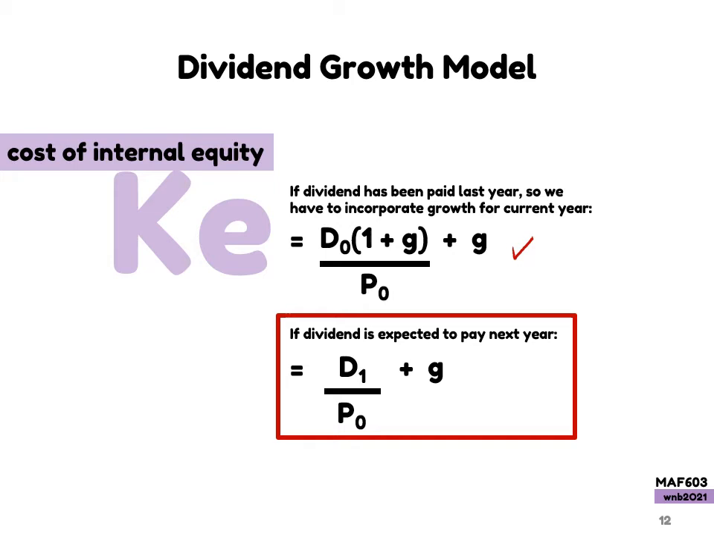But if the question says nothing in relation to the dividend, or maybe they say that the dividend is expected to be paid next year, tak ada dividend yang dibayar lagi current year or previous year, we're going to use this formula: D1, which is the dividend in year 1, the dividend in the future, over the market value of share plus G. Okay, so this one is formula number 1, and this one is formula number 2 for this topic.